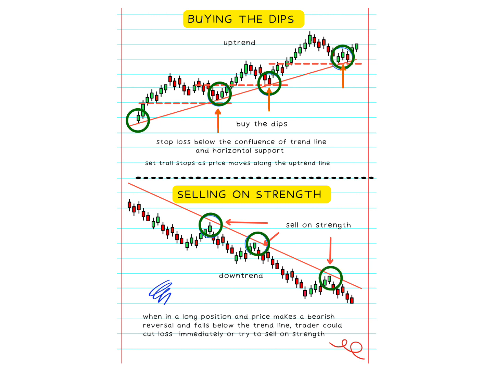When you are in a long position and price makes a bearish reversal and falls below the trend line, the trader could cut loss immediately or try to sell on strength. Selling on strength is a very difficult strategy to implement. So if you are a new trader, simply cut loss immediately once price violates your support.